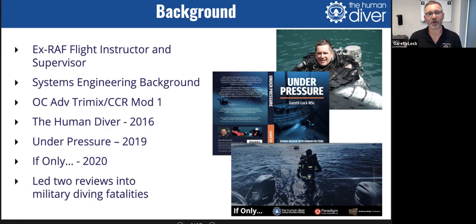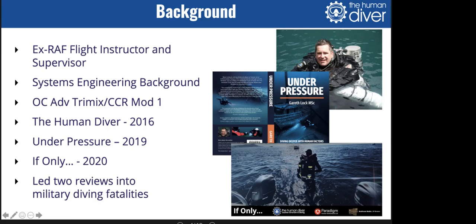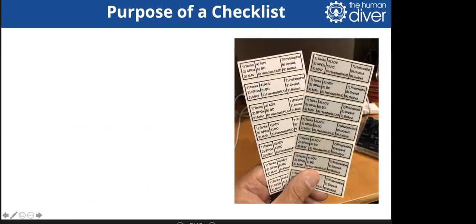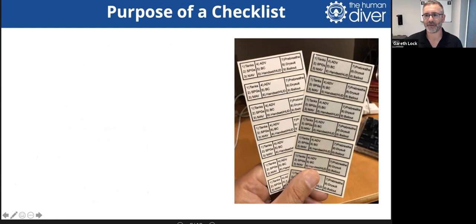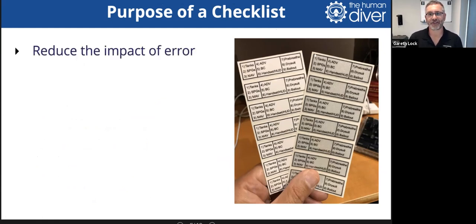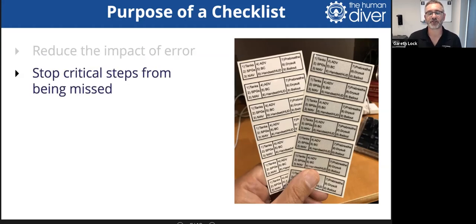So what we're going to talk about is, to start with, what is the purpose of a checklist? And to me, the key one is to reduce the impact of error. I'm going to talk about these topics in more detail as I go through. So we're going to look at error, then we're going to look at something called critical steps, identify what those are, and stop them from being missed.